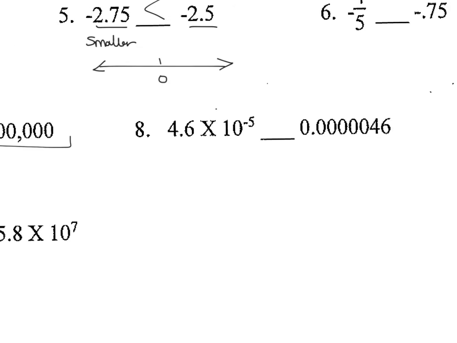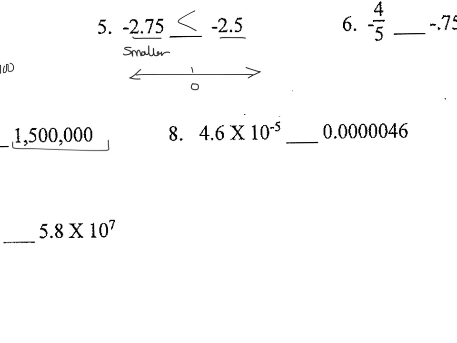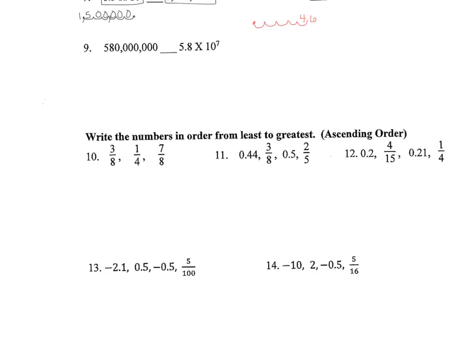And just for practice, -5. So I'm going to take 4.6. Since it's negative, I'm moving to the left. 1, 2, 3, 4, 5.